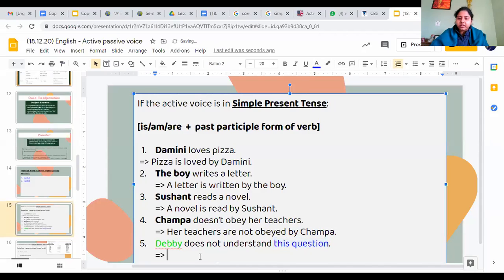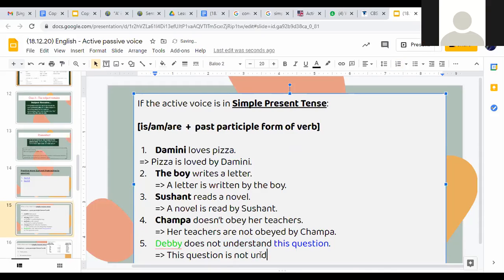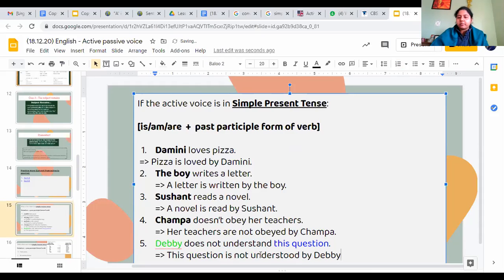Okay, let me mark the object with blue. So what will happen? This question. So first I did the interchange. Now I have to write is and then the past participle. So this question is singular, so is, but I have to insert the negative part also. Always, right after is, am, are, was, were, we have to put the negative not, and then the past participle form. So is not, then the past participle form of understand is understood, and then by Debbie.